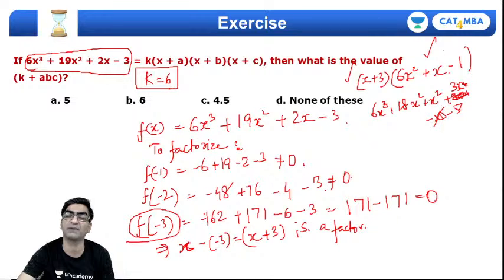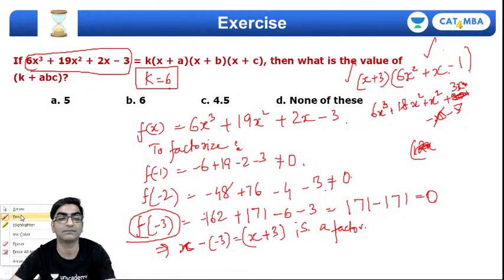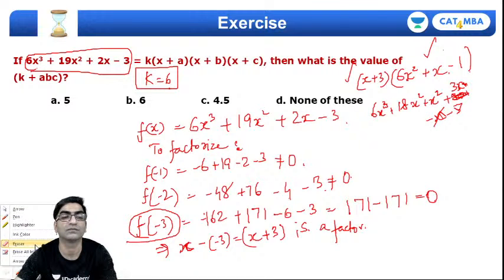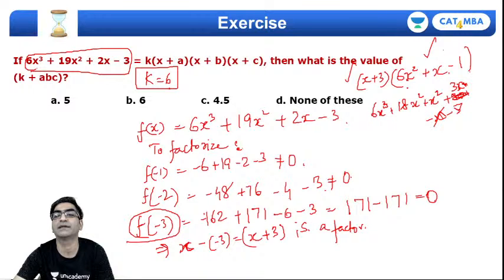Sorry about the typo there. Alright, here we go. So I'm going to write this as x plus 3 into 6x square plus x minus 1, which can be written as 2x plus 1 into 3x minus 1. Right? We will discuss quadratics and how to factorize them, but for now, assume that you either remember it or assume that these are indeed the factors, right?